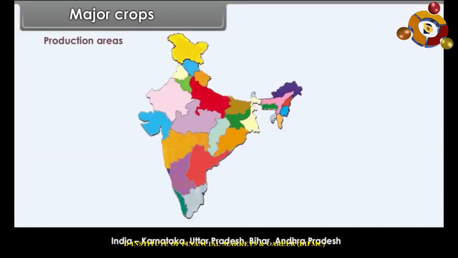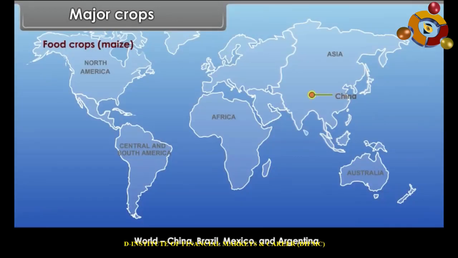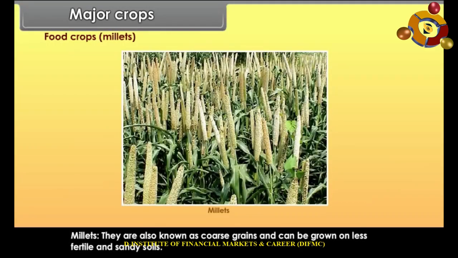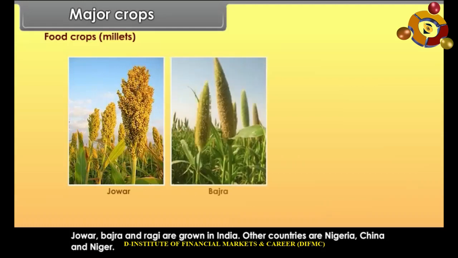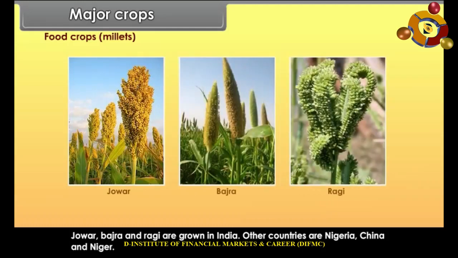Production areas. India, Karnataka, Uttar Pradesh, Bihar, Andhra Pradesh. World. China, Brazil, Mexico and Argentina. Millets. They are also known as coarse grains and can be grown on less fertile and sandy soils. It is a hardy crop that needs low rainfall and high to moderate temperature. Jawar, bajra and ragi are grown in India. Other countries are Nigeria, China and Niger.